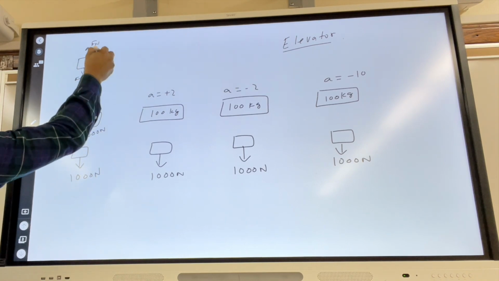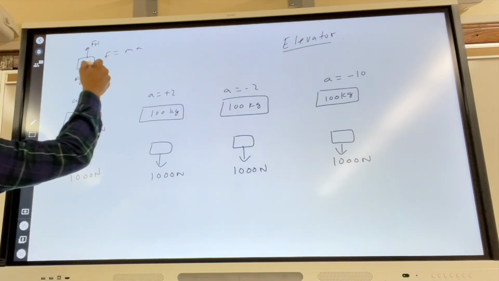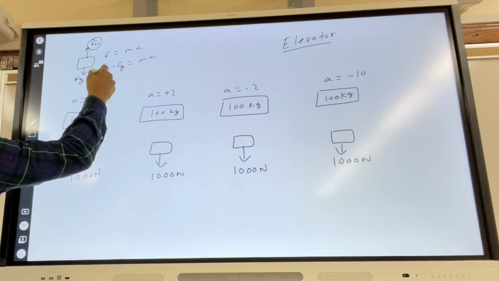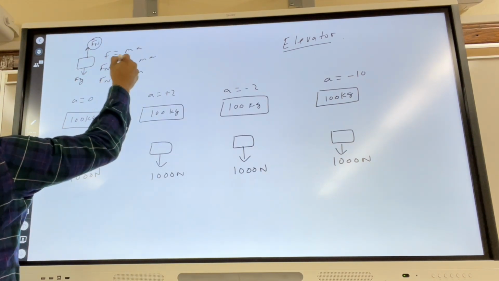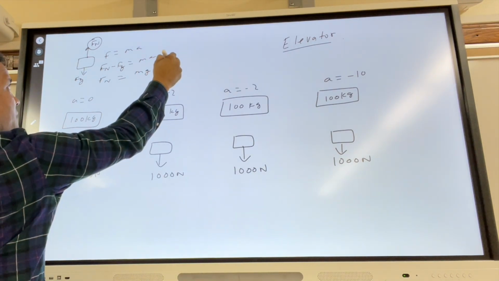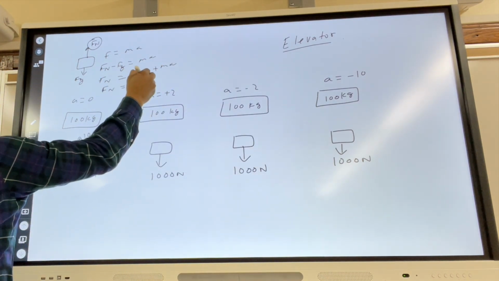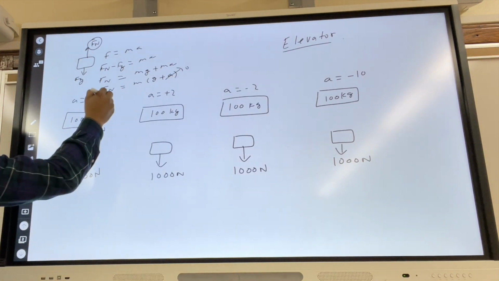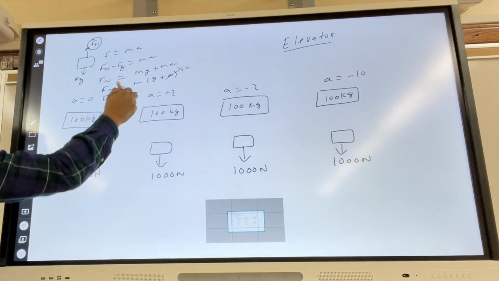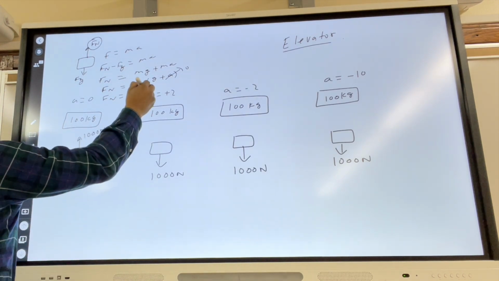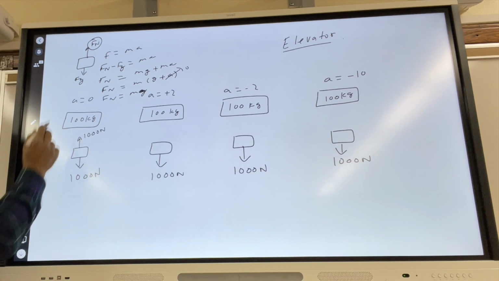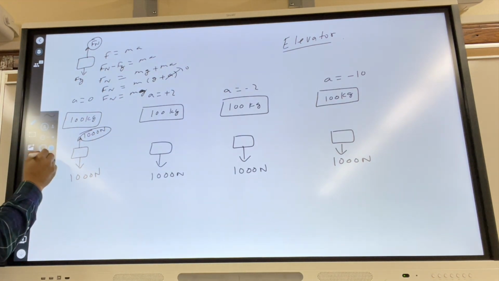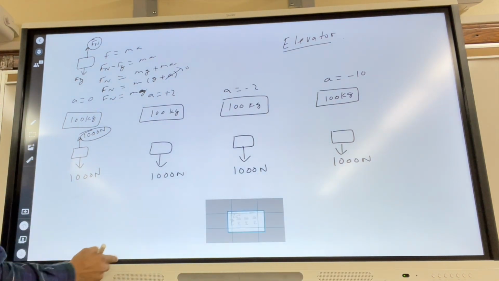So F equals ma. Fn minus Fg is equal to ma. So Fn is equal to mg plus ma, so Fn is equal to m times (g plus a). Acceleration is zero. Why is that? Because of this one. So Fn is equal to mg, where m is 100 and g is 10. Therefore the normal force is 1000 newtons. Okay, good.